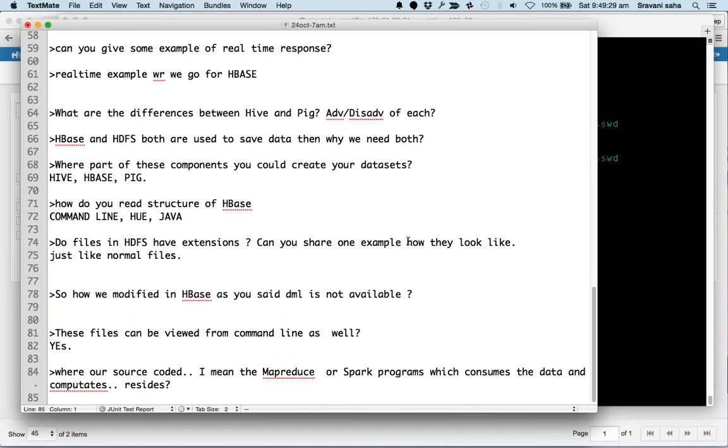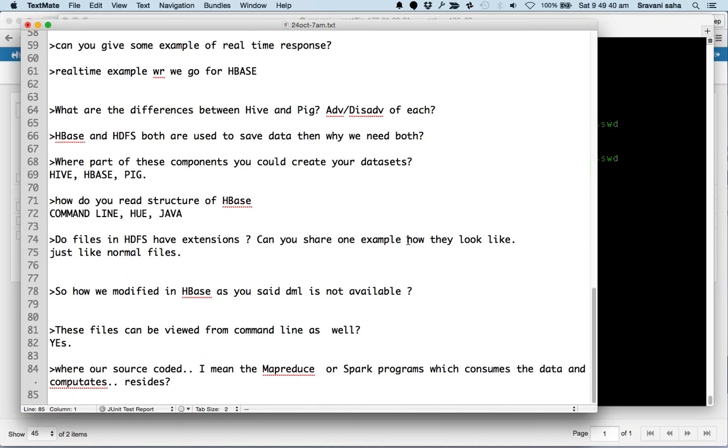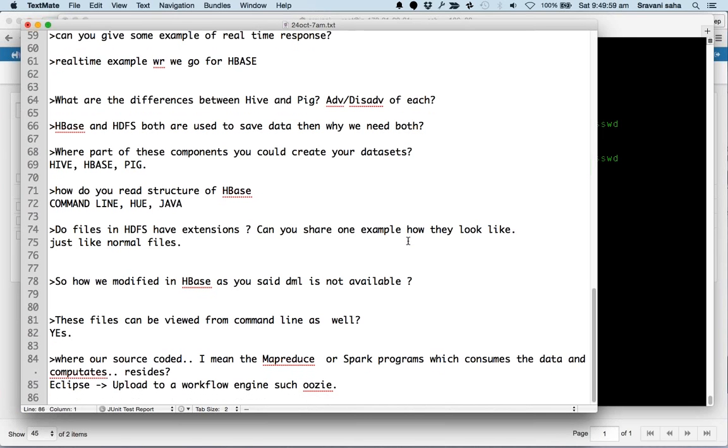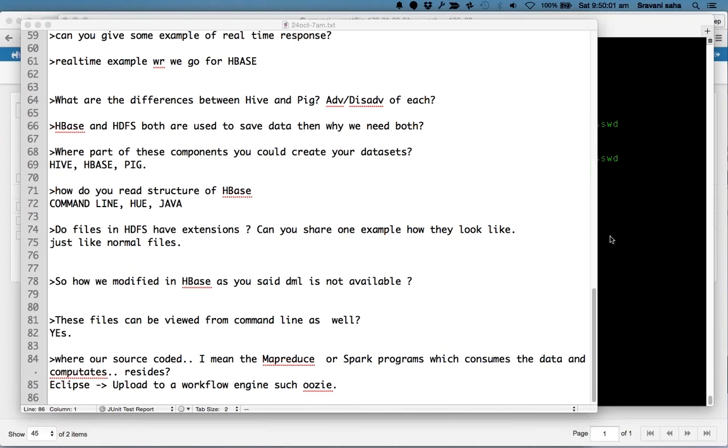Alright, next question from Anand is, where does the source code, I mean the MapReduce and Spark programs which consume the data and compute, reside? Mostly you will be working on your desktop with the code, you might use Eclipse on your desktop, and then you will upload it to a workflow engine such as Oozie. This is how it works.